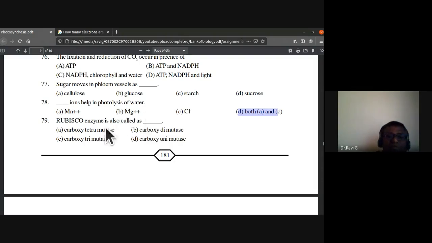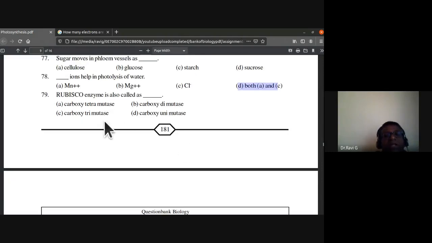Magnesium in chlorophyll. The Rubisco enzyme is also called as carboxy tetramutase, carboxy dimutase, carboxy trimutase, or carboxy unimutase. So what is it also called as? Rubisco enzyme is also called as carboxy tetramutase.